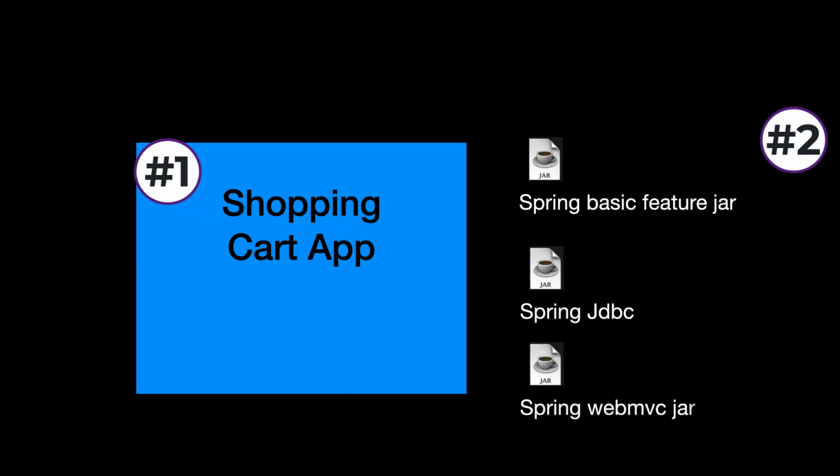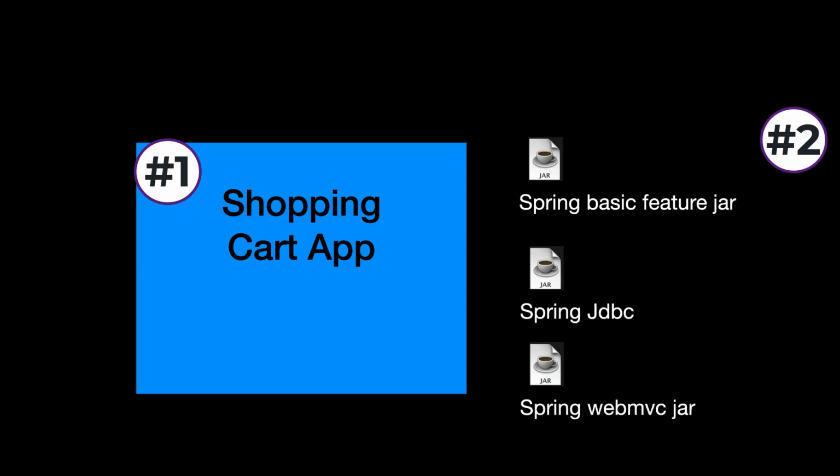For example, this is going to be a shopping cart application and I want to use Spring here. So I'll go to the web and download the basic Spring feature jar and attach it to this application. The next thing is I want this application to be connected to a database. So I will go ahead and add a Spring JDBC jar. And the next thing is this application is going to be a web application. So I will go ahead and add the Spring Web MVC jar to this application as well.